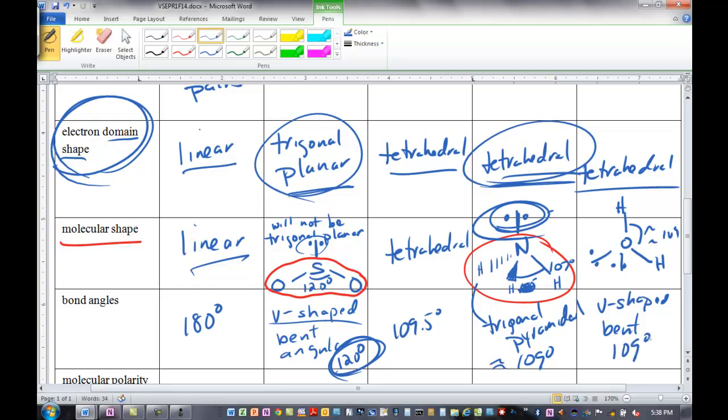Okay? Now, will it be exactly 109, or what's your prediction based on having 2 lone pairs? Lone pairs occupy more space than bonding pairs, right? So we expect that bond angle to be compressed. 1 lone pair compressed it to 107 in ammonia. 2 lone pairs in water, probably going to compress it a little bit more. Okay? You don't have to know what the value is, but you need to understand why.